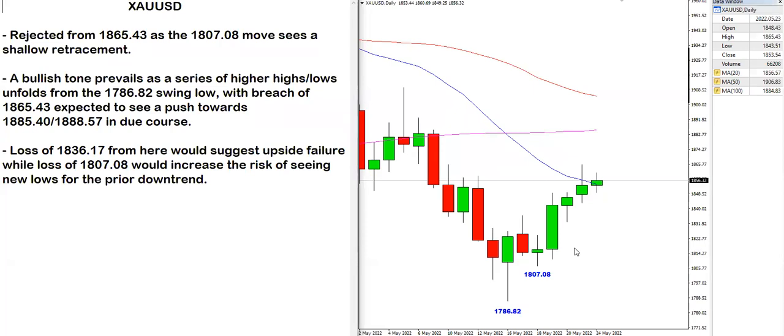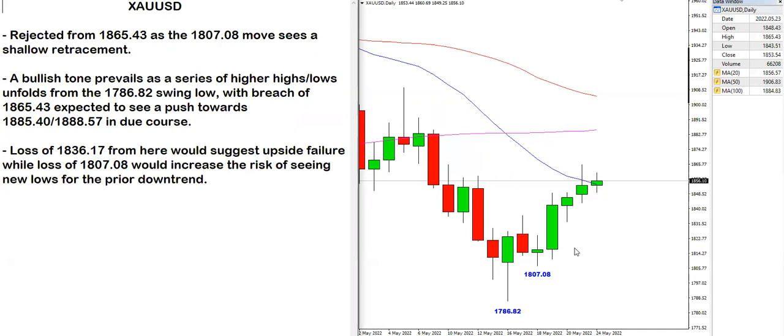I don't see too much on the downside from here, and looking for eventual breach of 1865.43, yesterday's high, to see an extension of the rally up towards 1885 to 1889 or so, a couple of targets in that region.